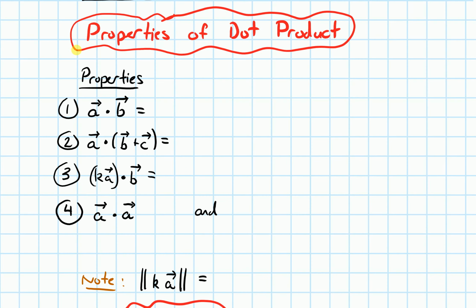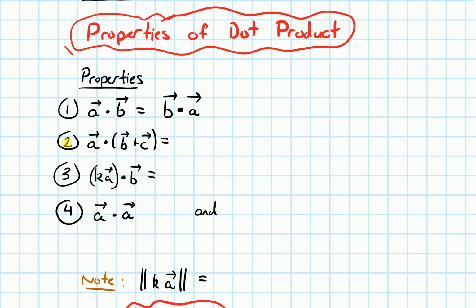In this video, we're going to talk about properties of the dot product. So I've listed the beginnings of a few properties here. The first property is that A dotted with B is the same thing as B dotted with A. So in other words, the order in which you dot two vectors does not matter. Or the technical way to say this is that the dot product is commutative.